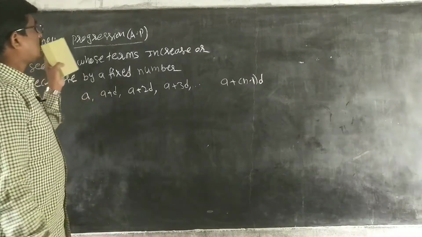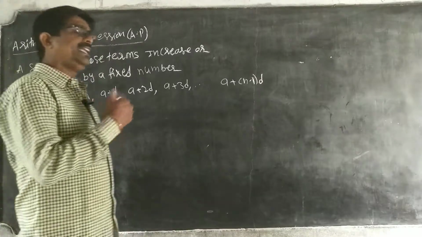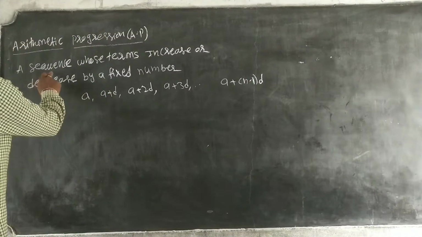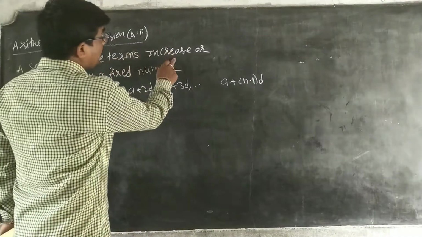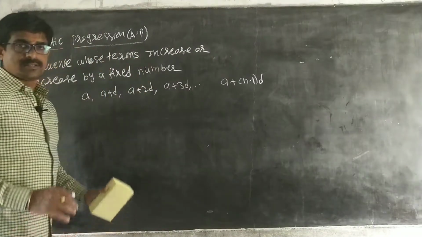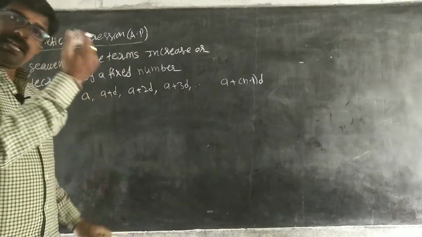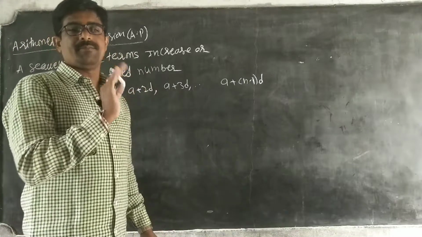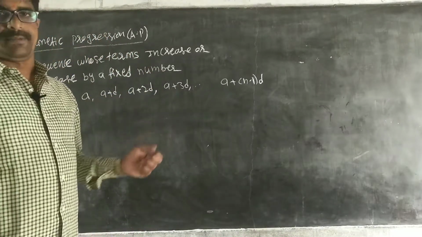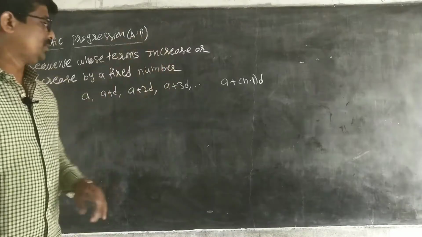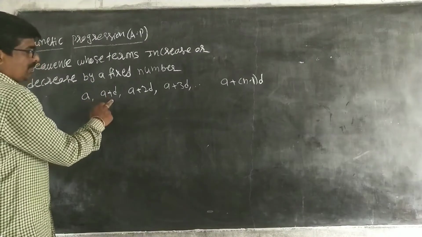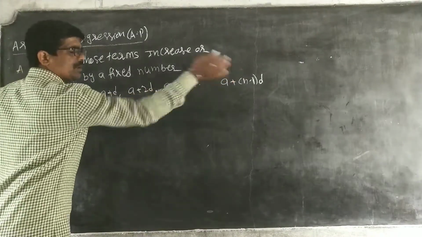Next, arithmetic progressions. Now we are going deeply into arithmetic progressions. First, a sequence whose terms increase or decrease by a fixed number, whether increasing or decreasing, is called an arithmetic progression, AP. In general, we write AP only. For example, a term A, next A plus D, A plus 2D, A plus 3D, and so on.